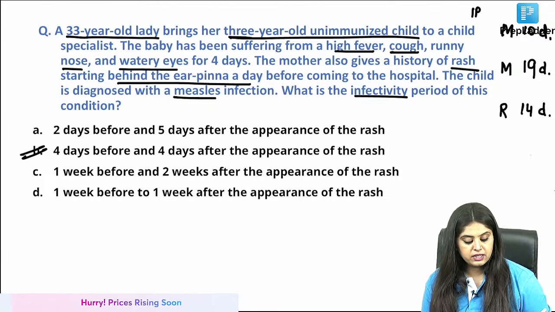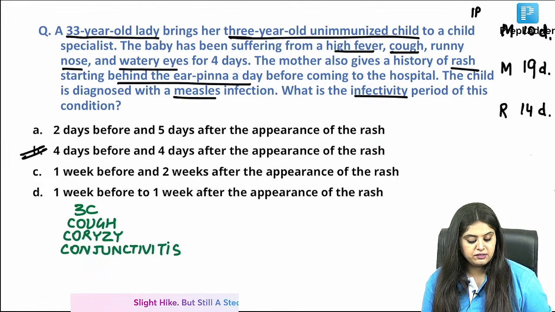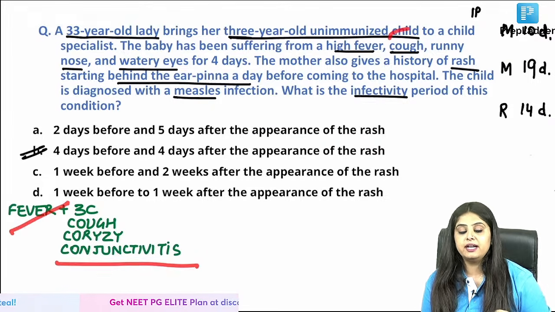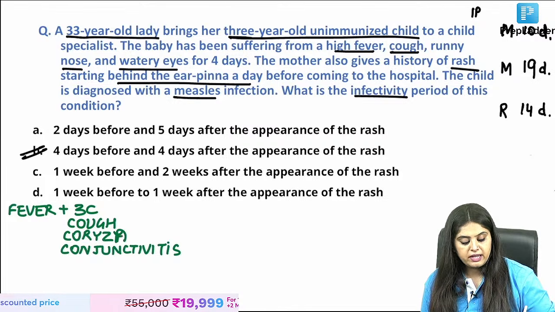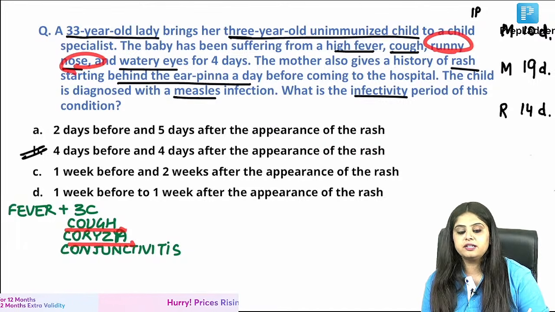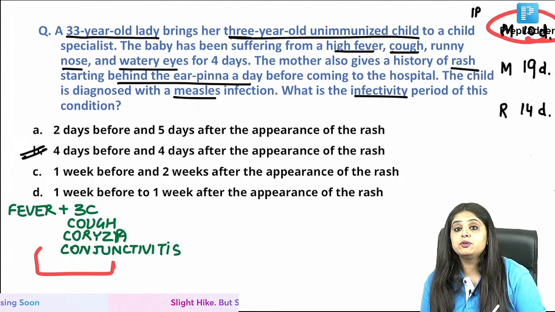Now, after the 10 days of incubation period, the first thing that the patient has is going to be fever and 3 C's. Fever will be there, like this child had cough, coryza, conjunctivitis. So it is going to be cough, coryza and conjunctivitis. We know what cough is. Coryza is what? Coryza is runny nose, conjunctivitis is watery eyes. This will happen on which day, ma'am? This will happen on the 10th day.